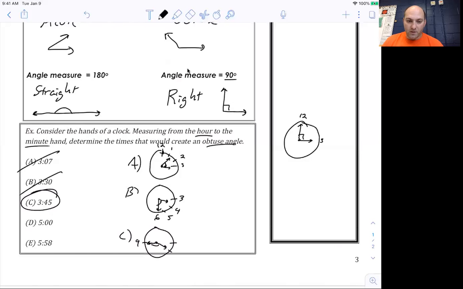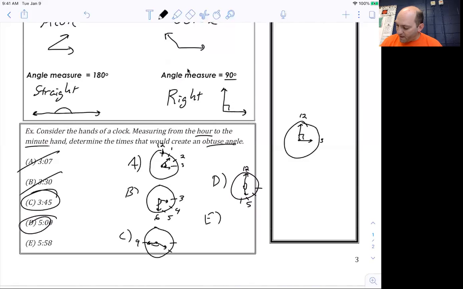Okay. So let's go ahead and just finish up D and E and just show those. So D is at 5 o'clock. So the minute hand, I'm just going to draw it up here. It's at the 12. And the 5 o'clock is going to be, so here's 3, here's 6, 4, and 5 o'clock. So there's the hour hand. Okay, you can definitely see that there is an obtuse angle there.